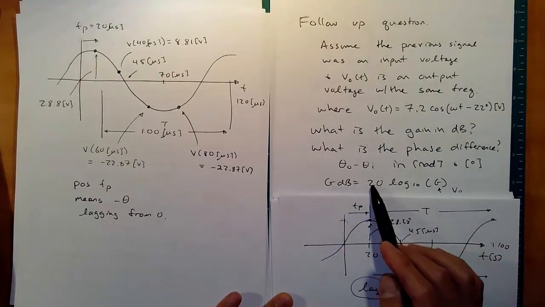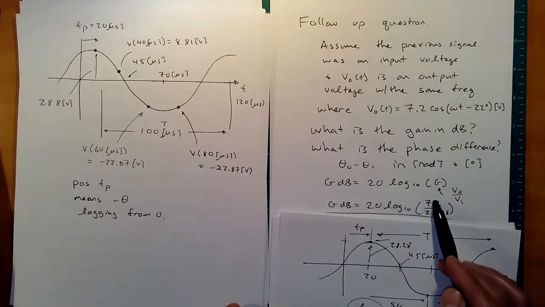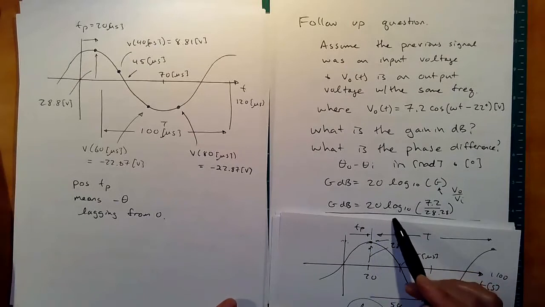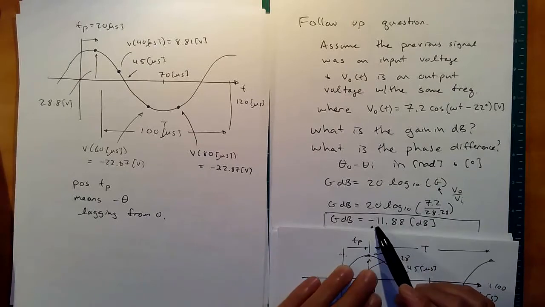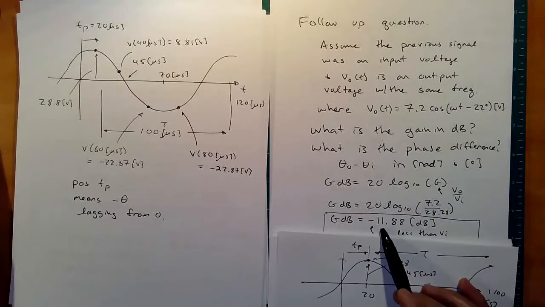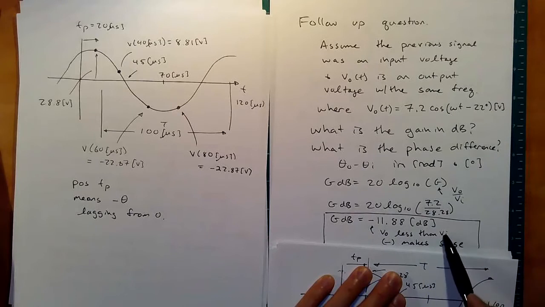So G in dB equals 20 log base 10 of G, which is just output over input. I just plug it into the formula: 7.2 over 28.28, log base 10 of that, times 20. If I plug that into my calculator, I get negative 11.88 dB. Does that make sense, getting a negative value? Yeah, because the output is less than the input.